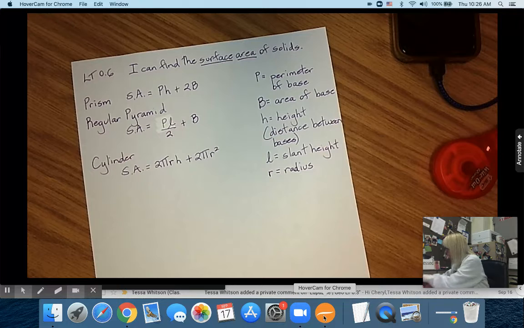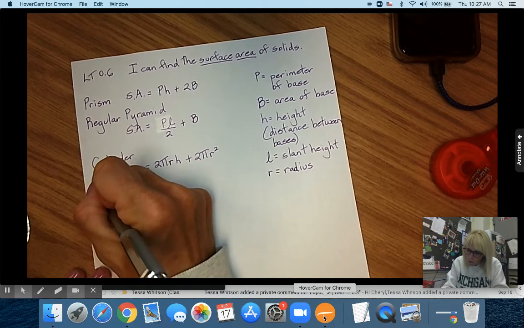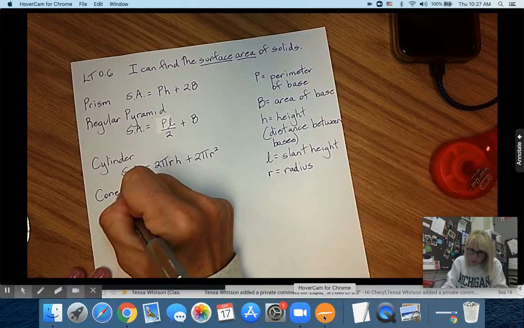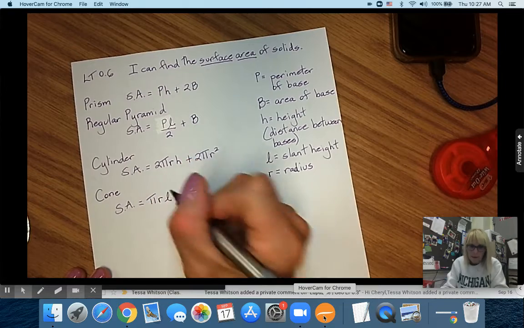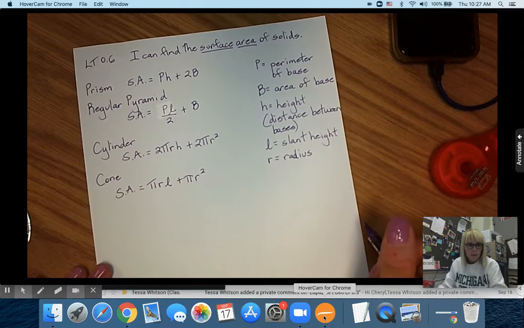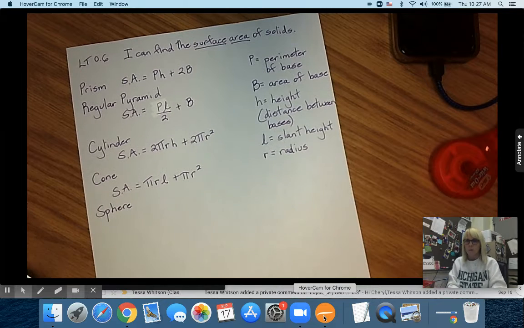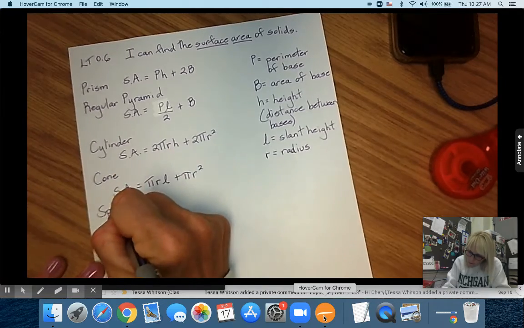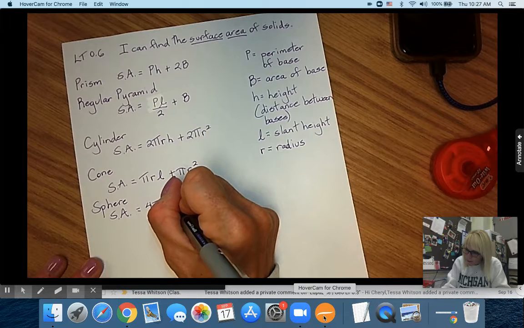A cone is similar to a pyramid in that it comes to a point. So we're going to need slant height here. For a cone, the surface area equals pi times the radius times the slant height plus pi times the radius squared. And lastly, I do not have a visual on sphere, but you know what a sphere is. A sphere is a ball, right? So for a sphere, the surface area equals 4 times pi times the radius squared.